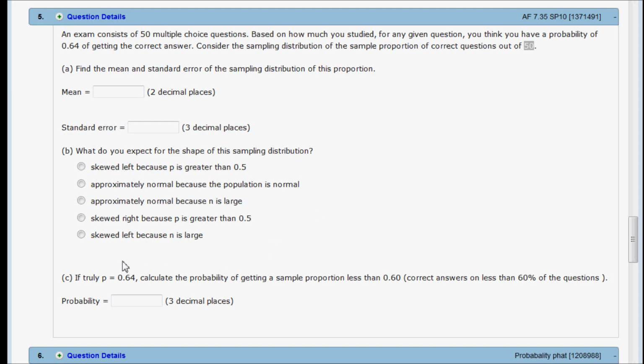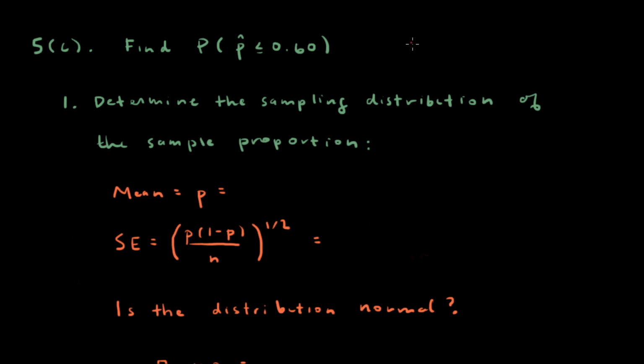Question 6c says that if the population proportion is 0.64, calculate the probability of getting a sample proportion of less than 0.6, and keep in mind that our sample size is given as 50. So writing down what you're given, p was 0.64 and n was 50, and we're looking for the probability that the sample proportion p hat is less than 0.6.